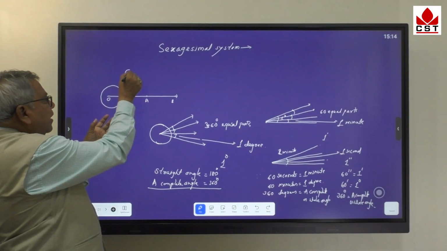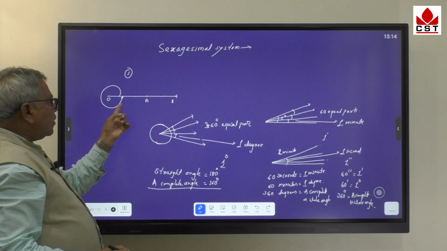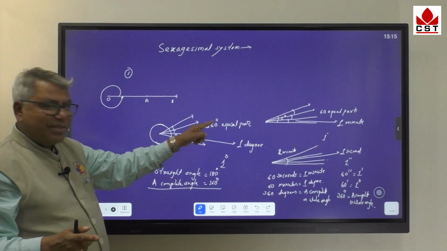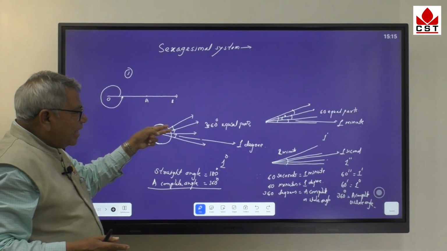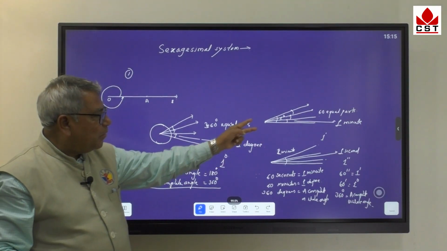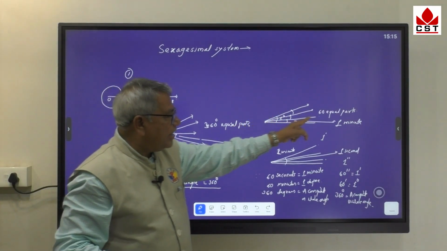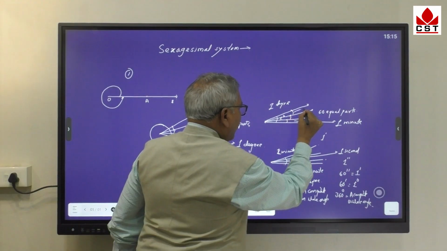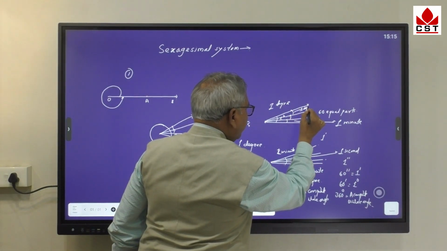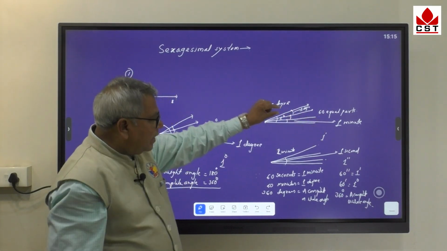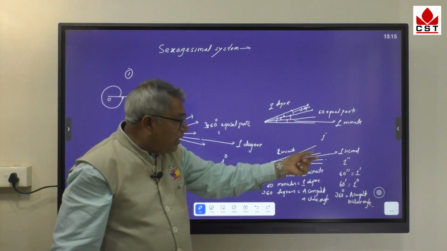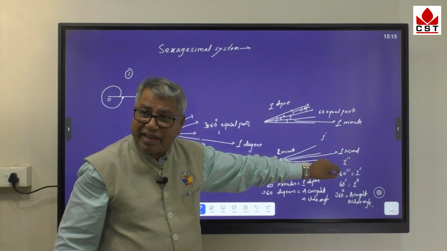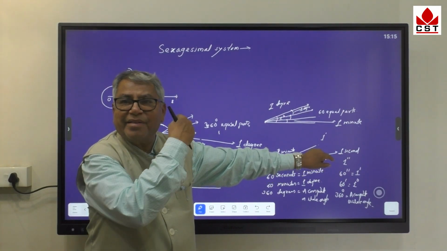See, the first figure here gives you that 1 complete rotation is a whole angle. Then a whole angle is divided into 360 equal parts. Each part is called 1 degree. Further, 1 degree is divided into 60 equal parts. Each part is called 1 minute. Further, 1 minute is divided into 60 equal parts. Each part is called a second. We have now the complete system. That is a sexagesimal system.